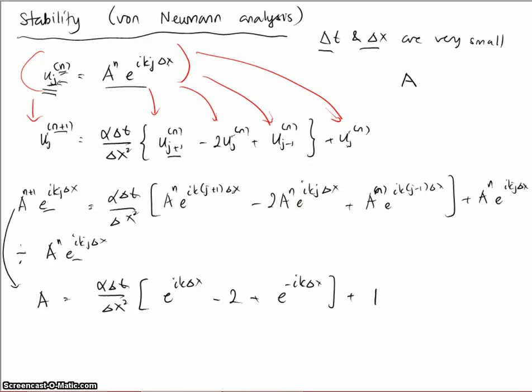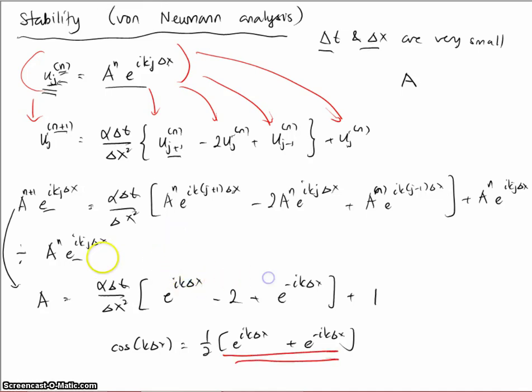Now, having reached here, we are going to use the Euler formula to further simplify the exponential terms that we have. The Euler formula that we are going to use is that cosine k delta x is essentially half of e^(ik delta x) plus e^(-ik delta x). So we're going to substitute these two exponentials with the cosine of k delta x. When we do that, the expression for A becomes this.